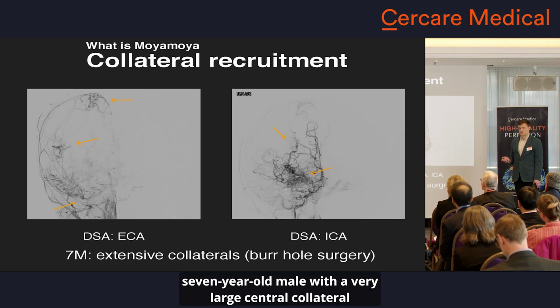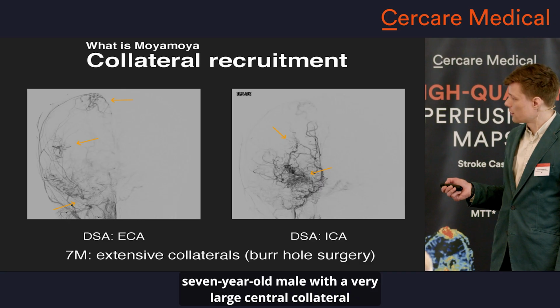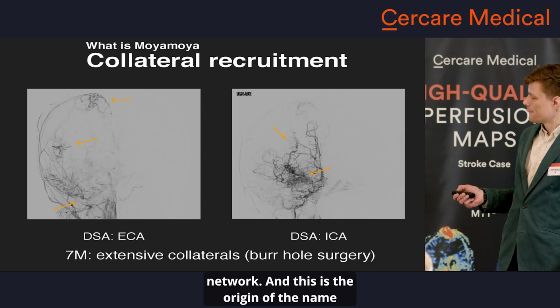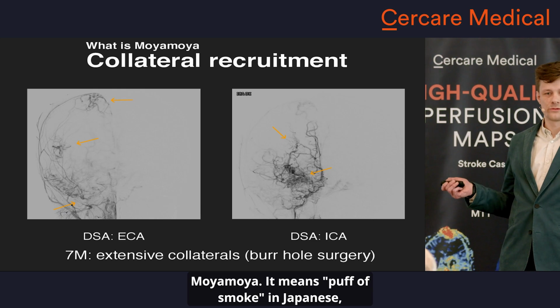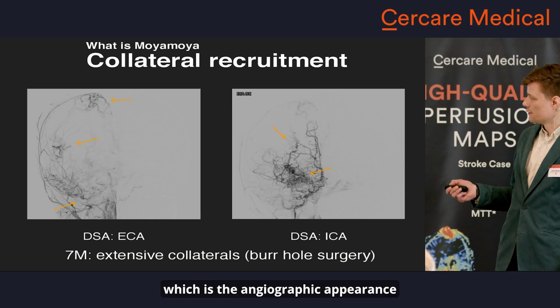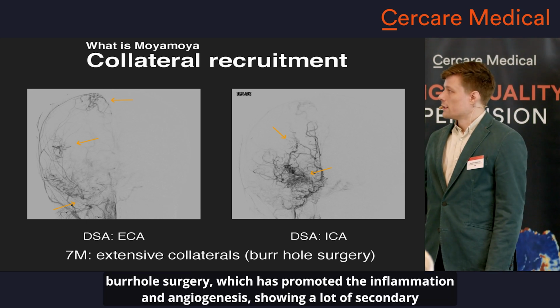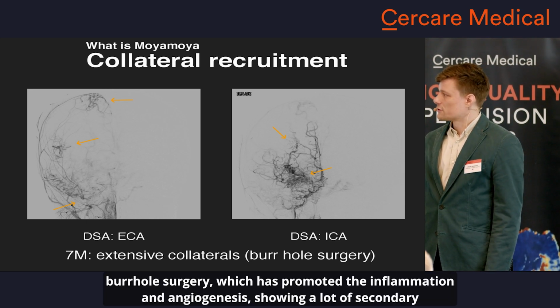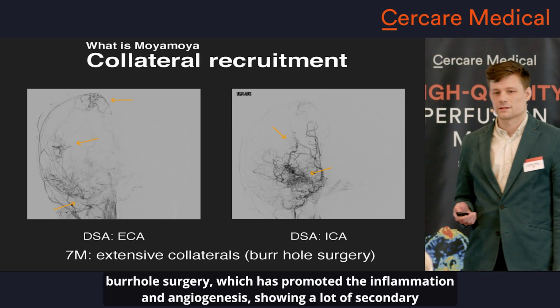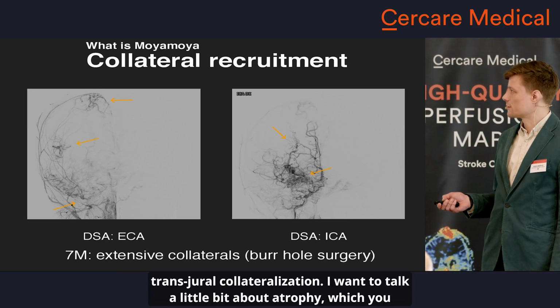This is a 7-year-old male with a very large central collateral network, and this is the origin of the name Moyamoya. It means puff of smoke in Japanese, which is the angiographic appearance basically of these vessels. This patient has also had burr surgery, which has promoted inflammation and angiogenesis, showing a lot of secondary transdural collateralization.